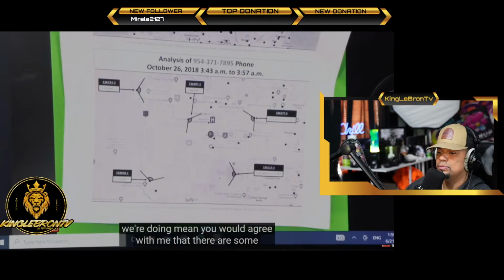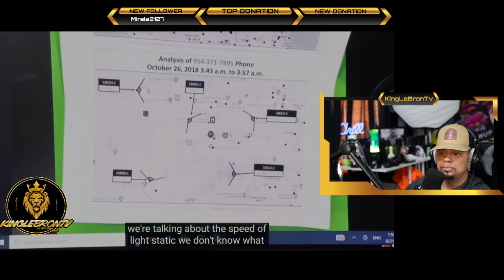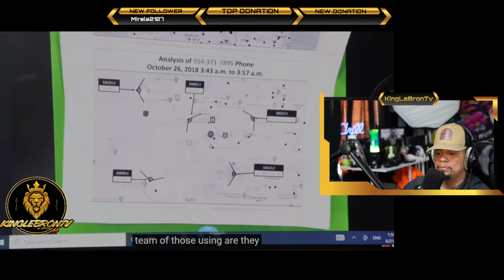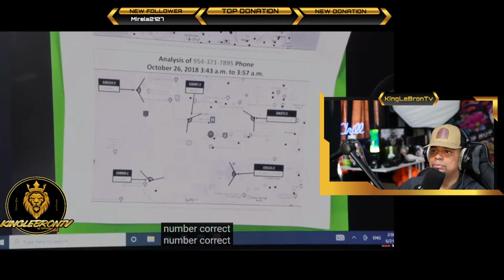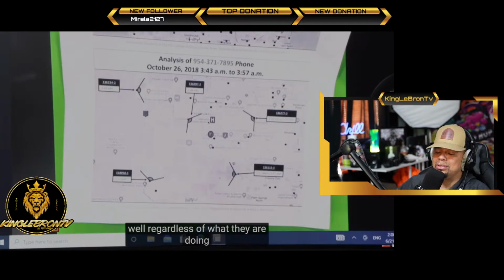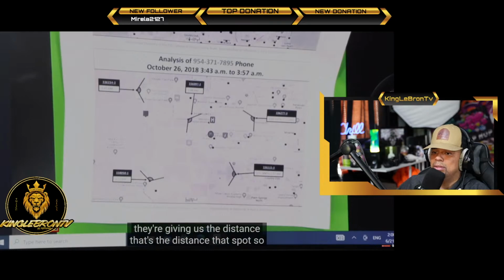What do you mean? I mean, you would agree with me that there are some unknowns. Even though we're talking about the speed of light being static, we don't know what T-Mobile's using. Are they rounding up to the 3, or are they actually keeping the right number? And then it all works out differently. What kind of network are they using? Regardless of what they're doing, they're giving us a distance, and that's the distance that's plotted. So we plot the distance, applying the records that T-Mobile gave us.